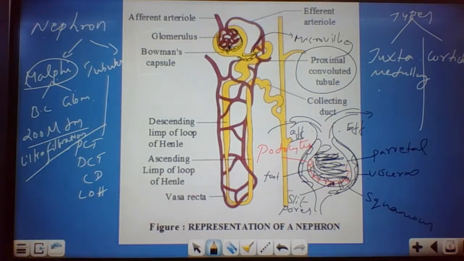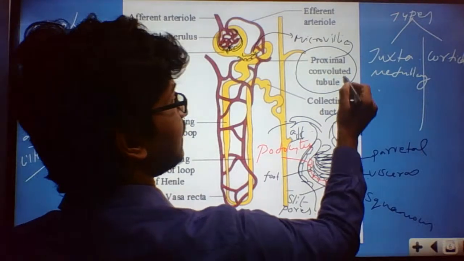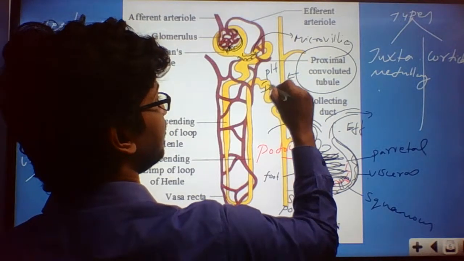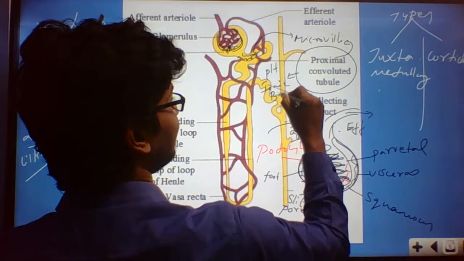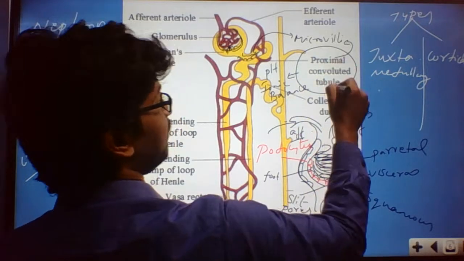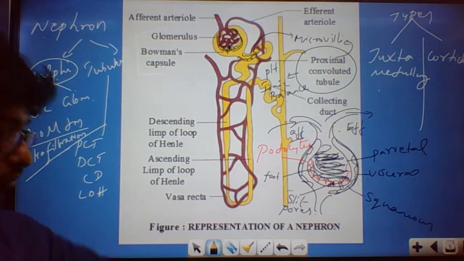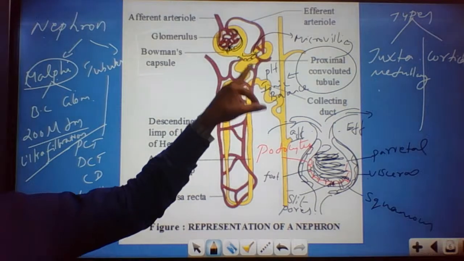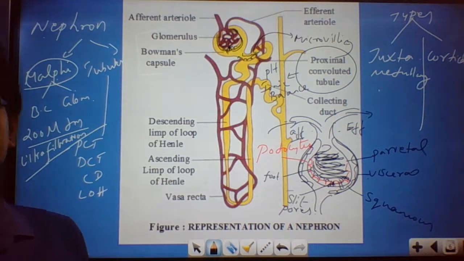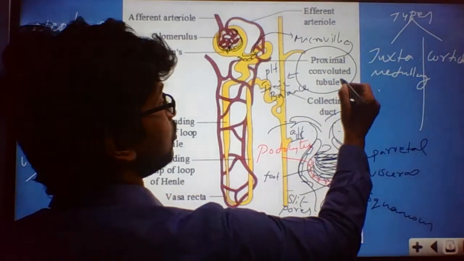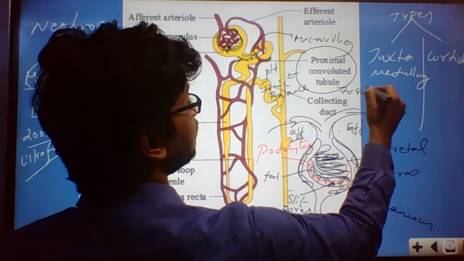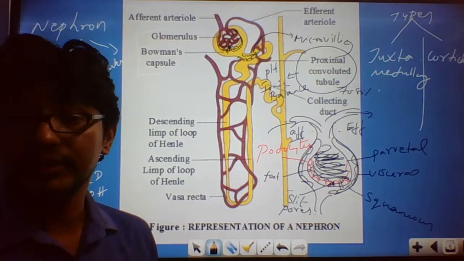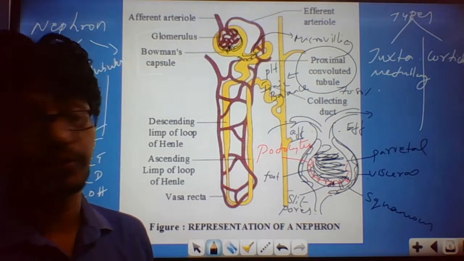And this maintains the pH and ionic balance. The main function of the proximal tubule is maintaining the pH of the body fluids and the ionic balance. These two are the main functions. Then 70 to 80% of the water and electrolytes are getting absorbed here.